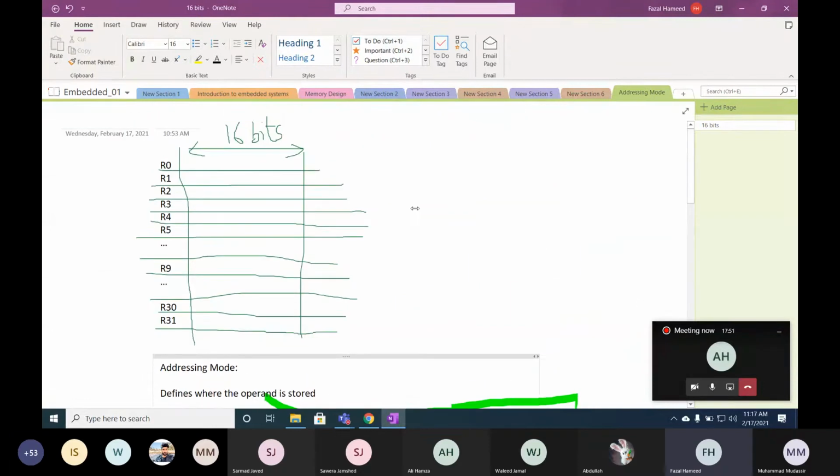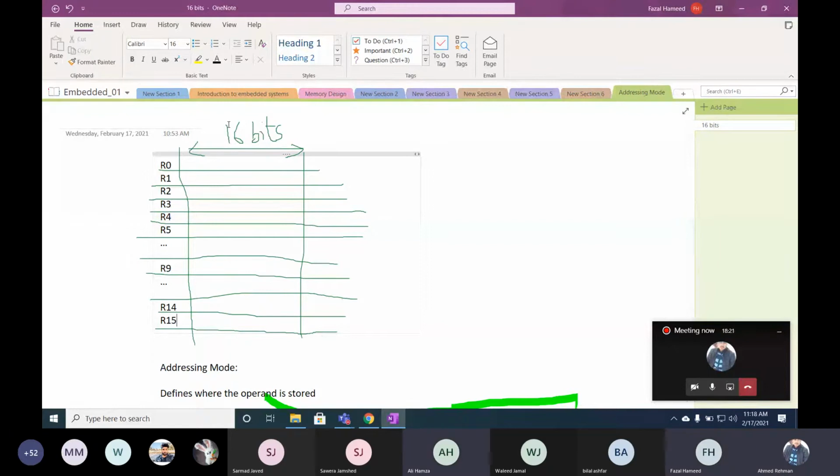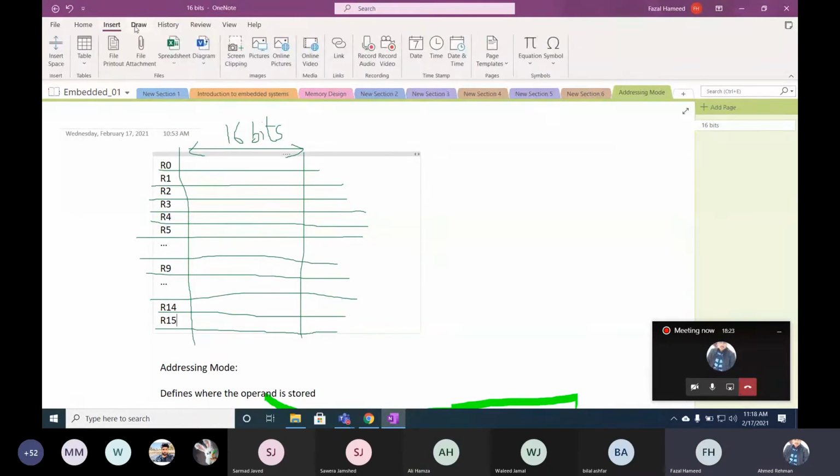Okay, so now how many data registers do we have? 16. Yes, we have 16 registers, so they will start from R0 to R15. And what is the size of each register? W. So in this particular example, what is W?